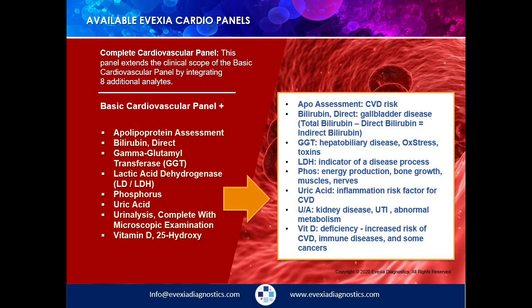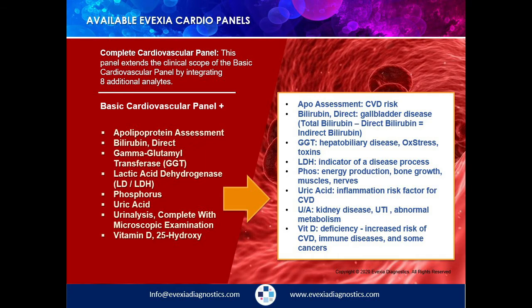Next is the enzyme lactic dehydrogenase or lactic acid dehydrogenase, and that enzyme is found in many cells of the body, especially the heart, liver, RBCs, kidneys, skeletal muscle, brain, and the lungs. So an elevation in LDH is associated with various disease states.